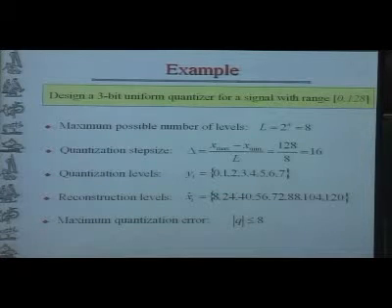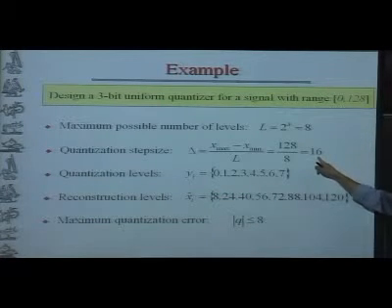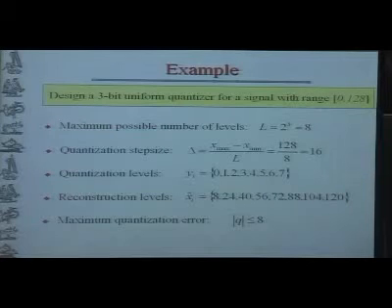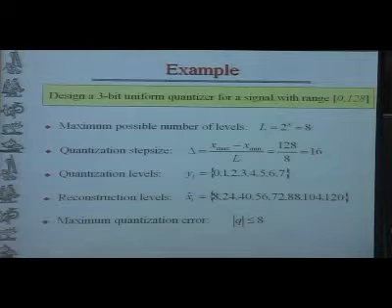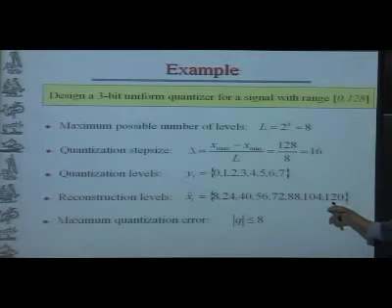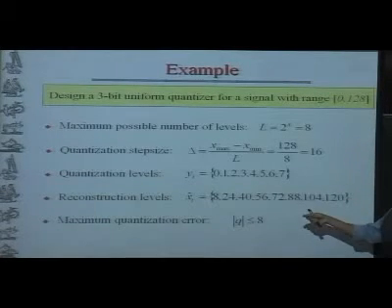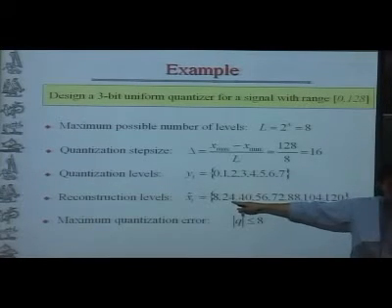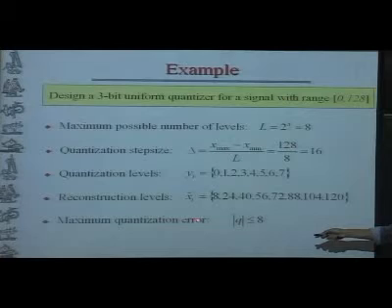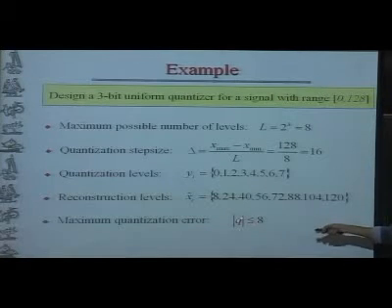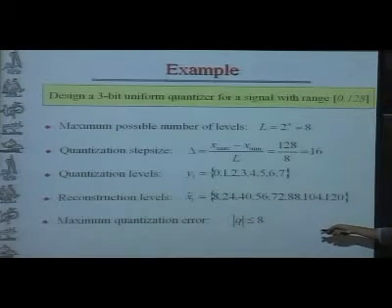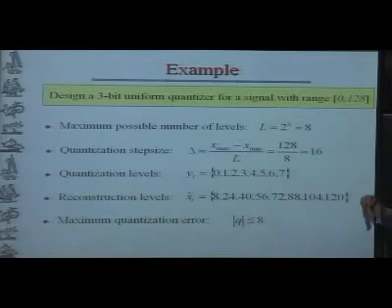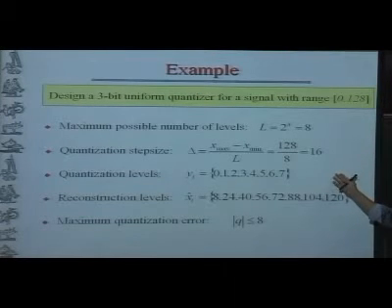That's the first, delta is 16. So my first interval is from 0 to 16, and the midpoint is 8. The next interval is 16 to 32, and the midpoint is 24. And that's how I get 24. The maximum quantization error in this case will be: absolute value of Q is less than or equal to 8. So this is a very typical setup in practice.